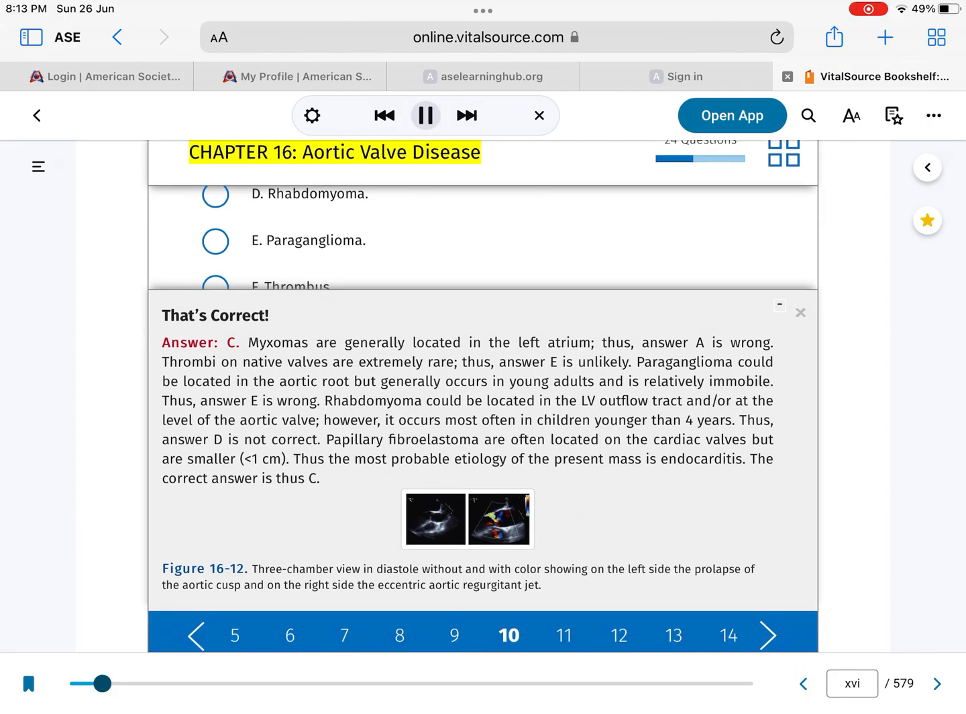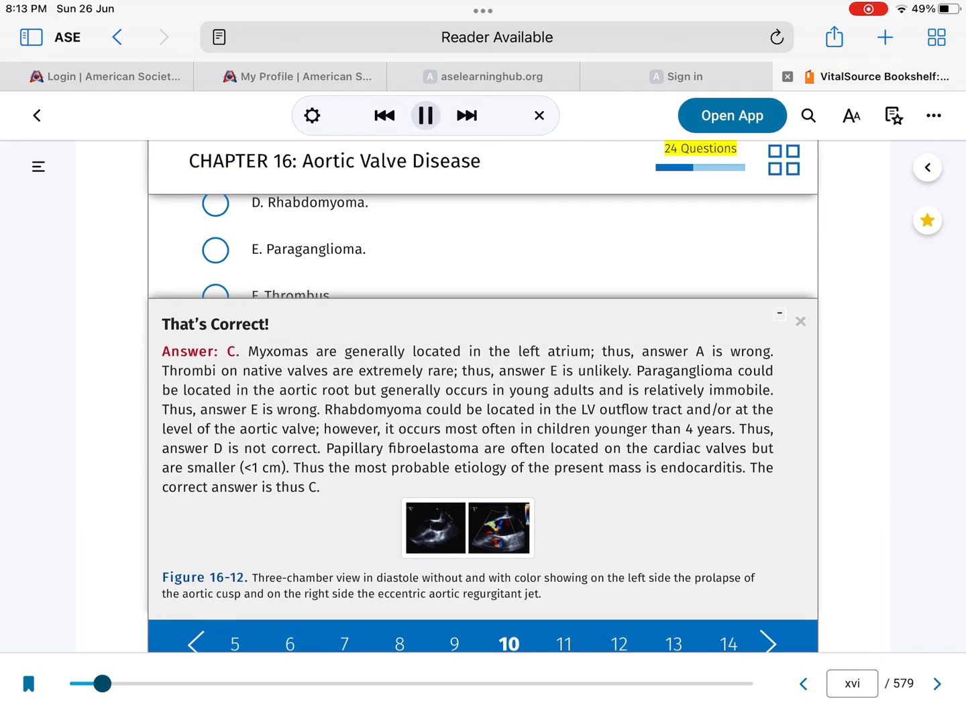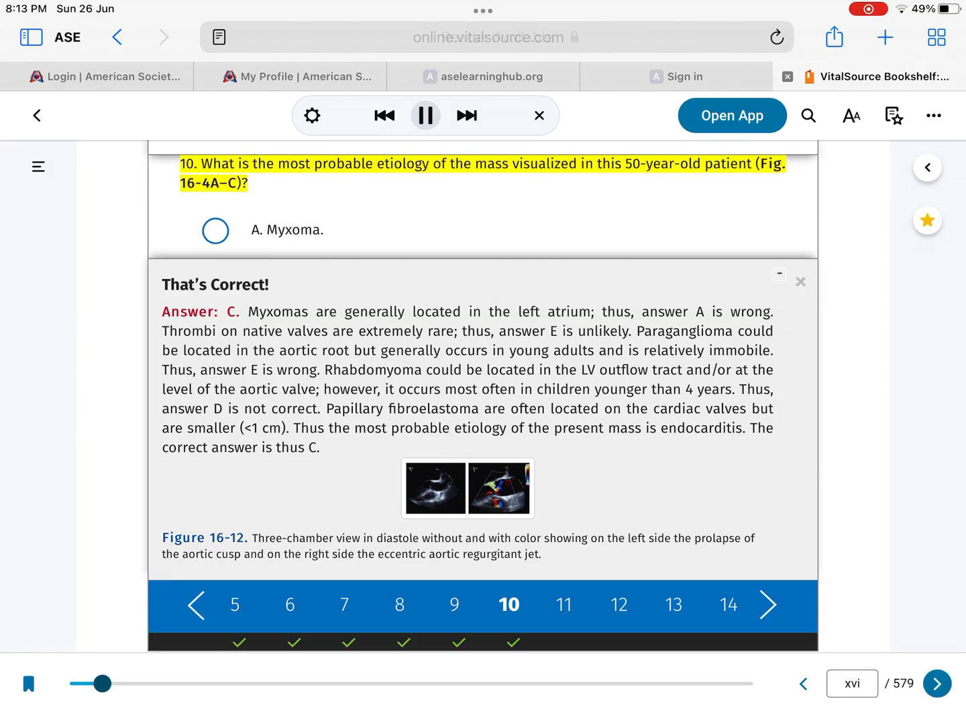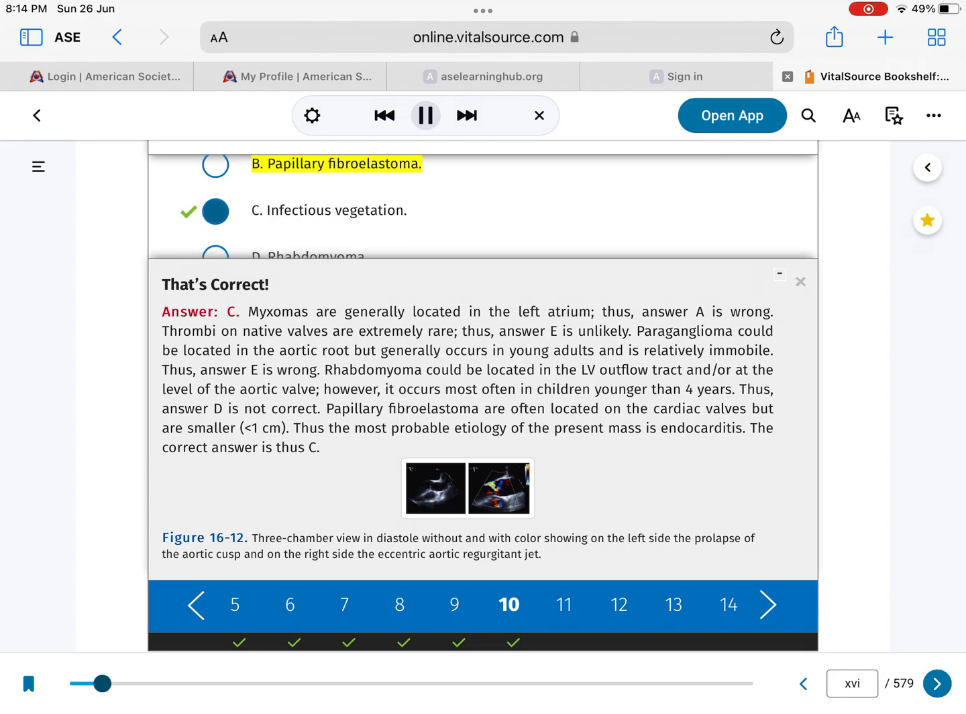Chapter 16. Aortic valve disease. 24 questions. 10. What is the most probable etiology of the mass visualized in this 50-year-old patient? Figure 16-4A-C. A. Myxoma. B. Papillary fibroelastoma. C. Infectious vegetation. D. Rhabdomyoma. E. Paraganglioma. F. Thrombus.